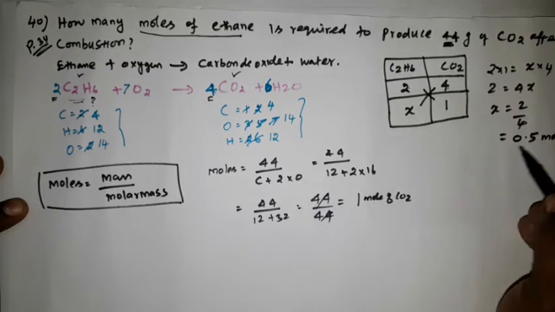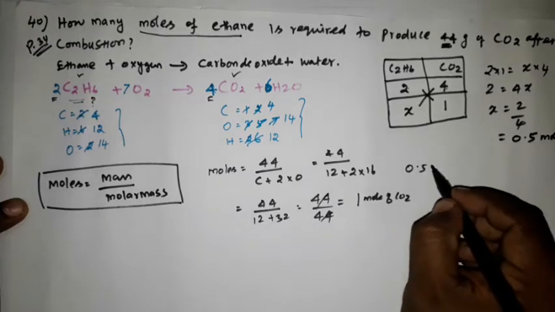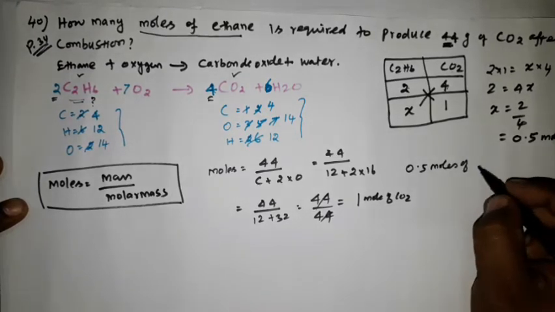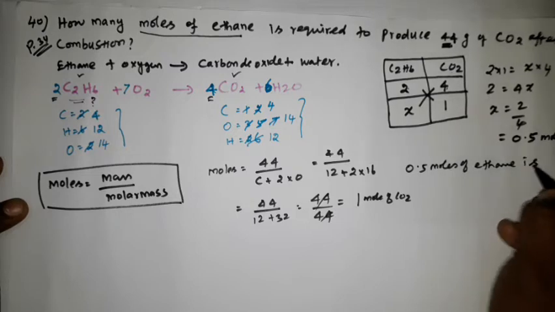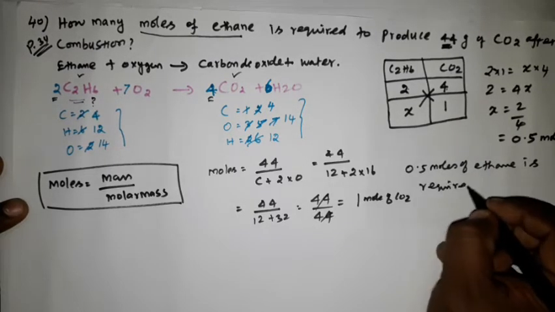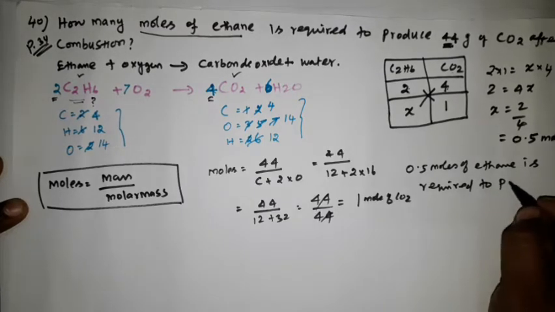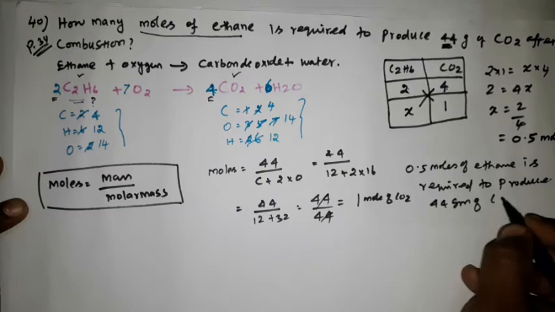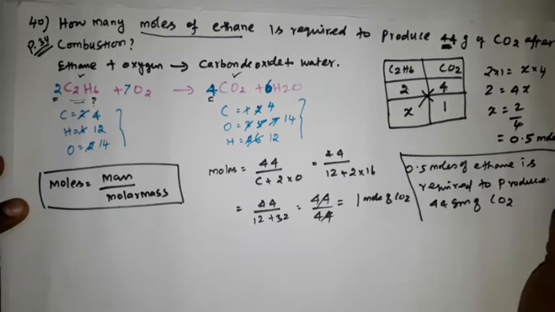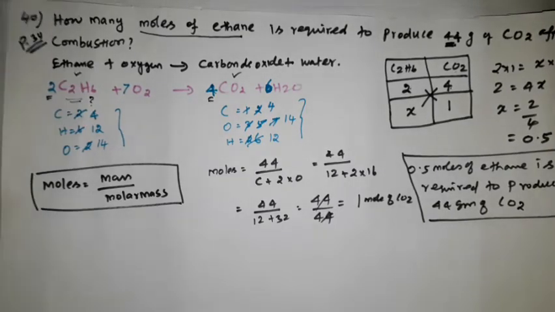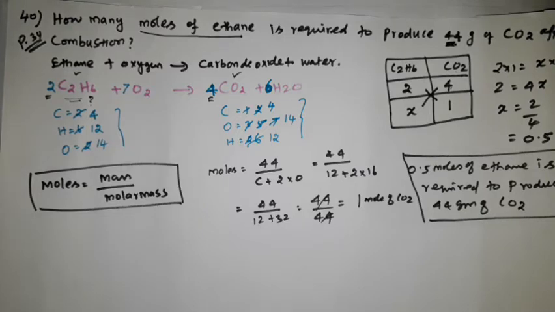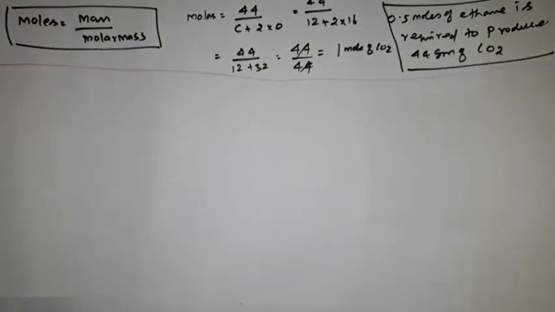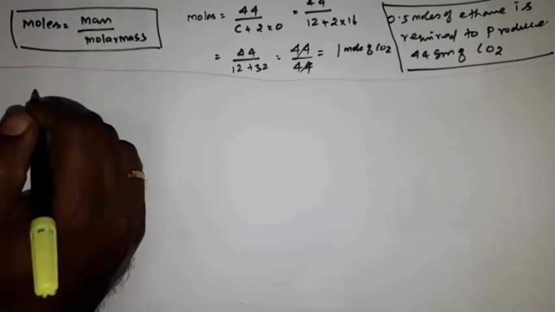So 0.5 moles of ethane is required to produce 44 grams of CO2. Clear? This is the answer. Okay, students, it's very simple. You can check some more questions in your book. Next important concept is percentage composition.